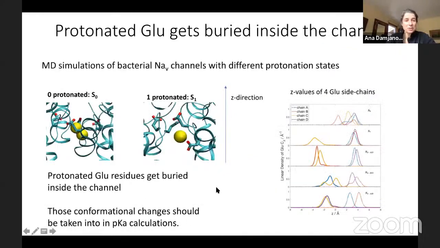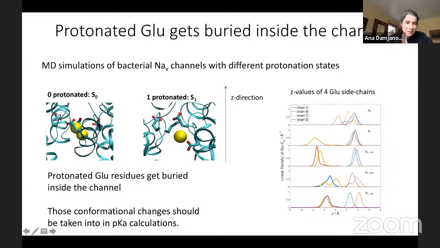So the simulations showed right away that there are actually different conformations of the selectivity filter depending on the protonation states. For fully deprotonated, so zero protonated, S0, all of the glue residues are pointing up. This is showing the average Z coordinate in the simulations. So they're mostly in one Z value. There are some fluctuations, but not too much.